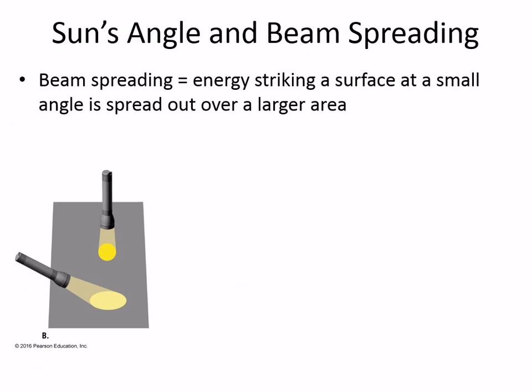All right, so who cares about the angle? There are two things that care about the angle and that affect basically how much energy we're going to get: beam spreading and beam depletion. They both have the word beam in them. So remember, we have our greatest angle at the summer solstice. So beam spreading looks like this.